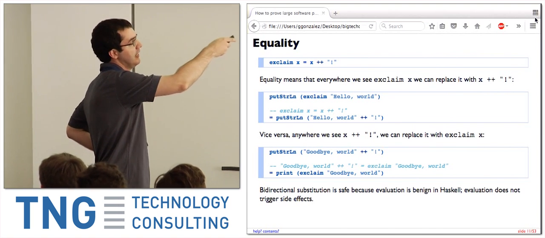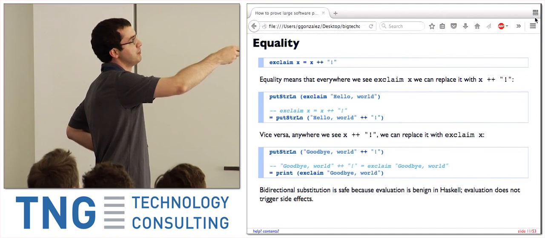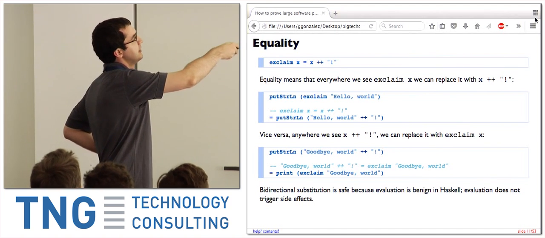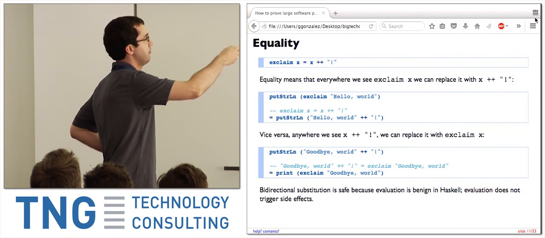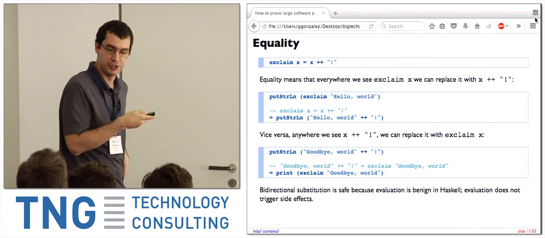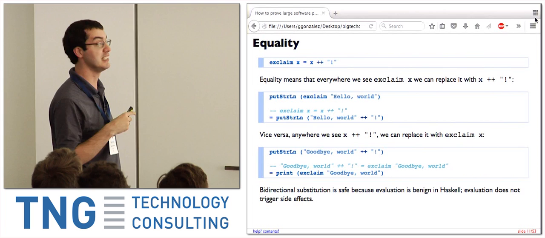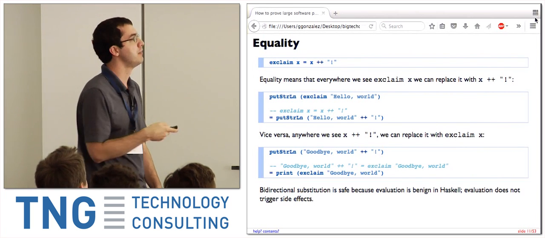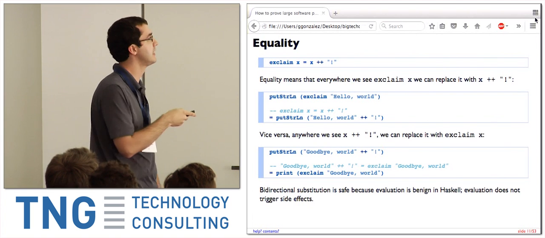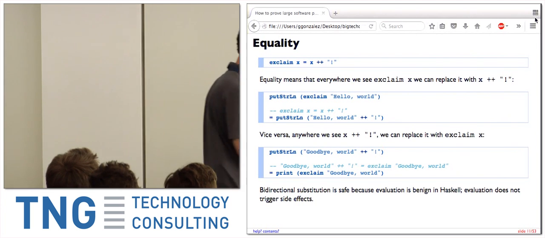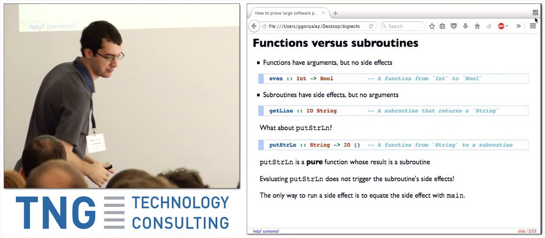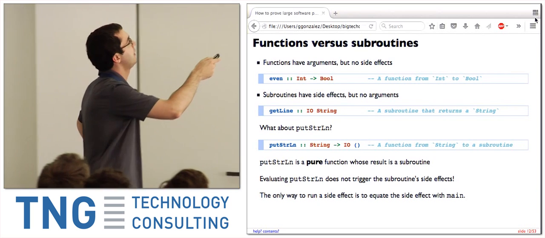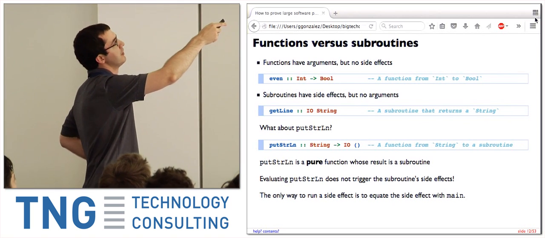Vice versa, anywhere I see something plus an exclamation mark, I can substitute from right to left and define it in terms of exclaim. The reason bidirectional substitution works in Haskell is because it is purely functional, which means that evaluation is benign. Evaluation is not tied to side effect order. Here are some examples of different variations on functions and subroutines to drive this point home.